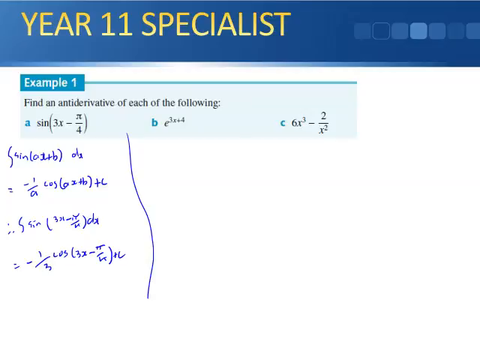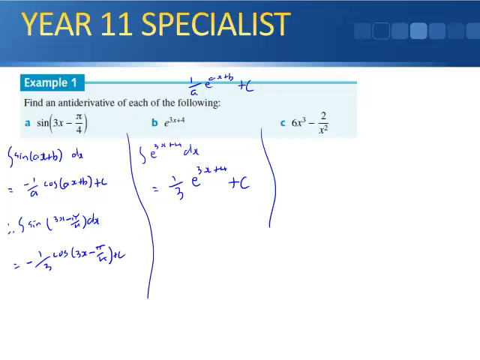Part b, e to the 3x plus 4. Now the integral of this one here, I'll just write it over here, is 1 over a e to the ax plus b, and I've still got my plus c. So the integral of e to the 3x plus 4 dx equals 1 on 3 e to the 3x plus 4, and then I have my plus c.